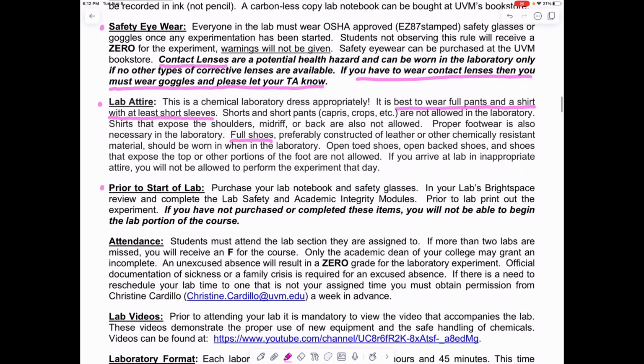So prior to the start, within the 2 weeks, you should be getting together your lab safety notebook, your lab notebook, and your safety glasses, as well as completing the lab safety and academic integrity modules. These will appear in your lab's Brightspace platform. Make sure you have those 3 things done: the lab notebook, safety glasses, and the lab safety and integrity modules.